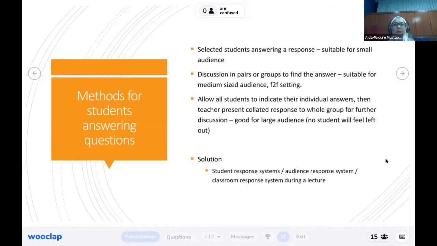For example, you can also get interaction from discussion in pairs or groups to find the answer. But I think this is more suitable if the student has had prior experience of the knowledge or the content, and now just wants to enhance further or discuss further on the subject matter. Discussions in pairs or groups can still be done in a lecture, but probably for a medium-sized audience, and much better in a face-to-face setting rather than a large lecture and also online.